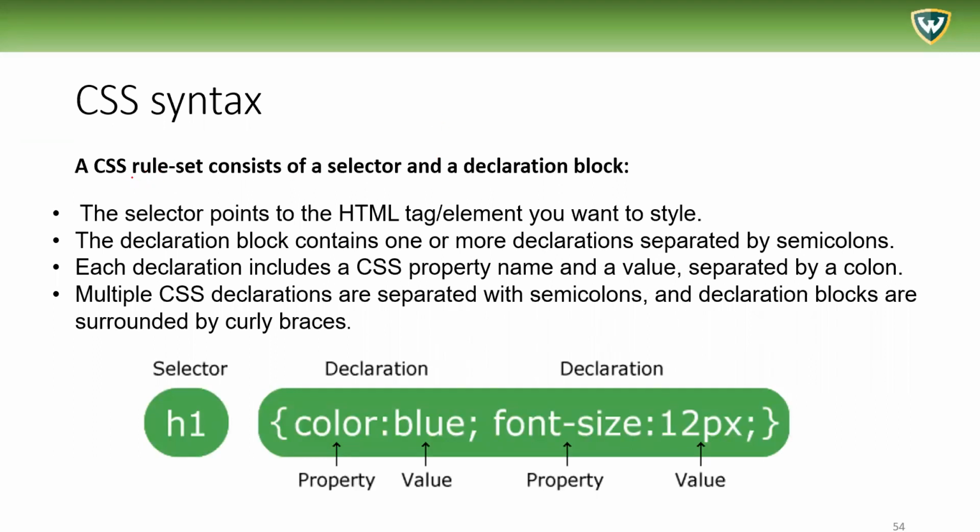Let's talk about some properties of CSS. We've already observed some of this in the previous lecture, but let's examine more specifically now. When we're dealing with CSS, we're usually going to be dealing with rule sets. A rule set has the selector, which is going to be a tag, and a declaration block.